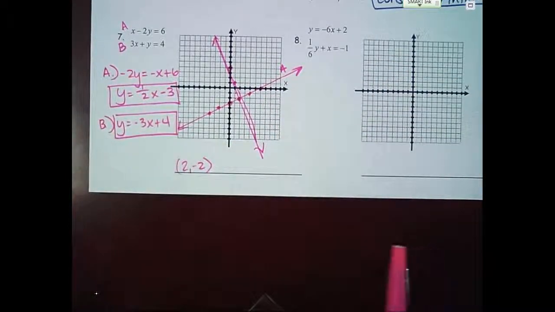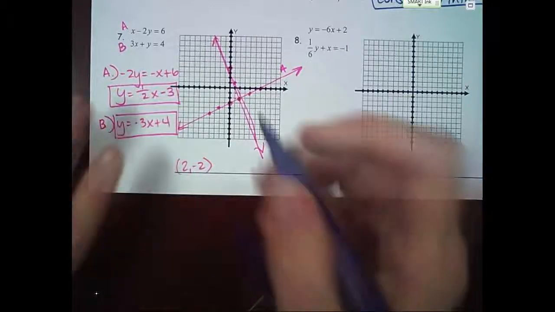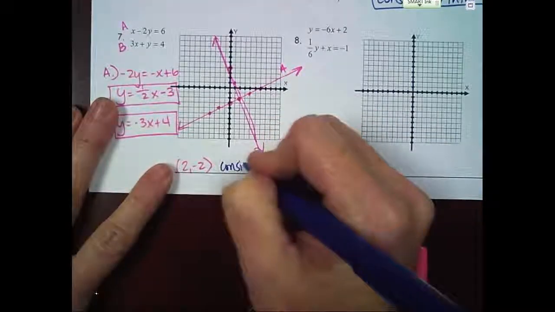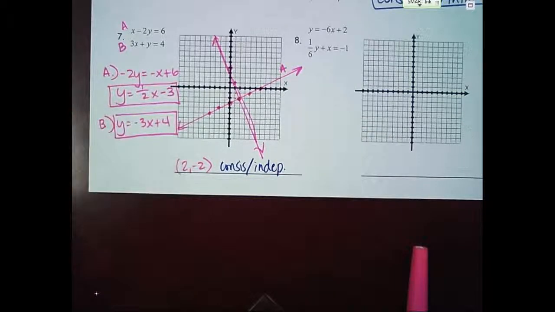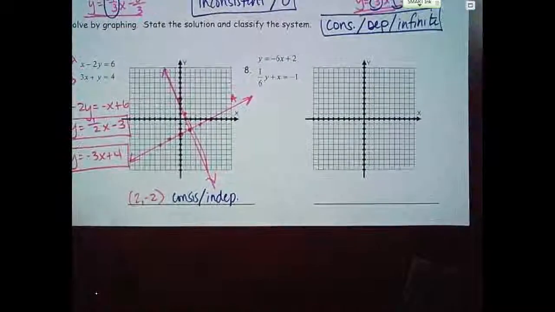And this is classify it. Well, they just have one intersection, so they are consistent, independent. Okay, moving to number 8.